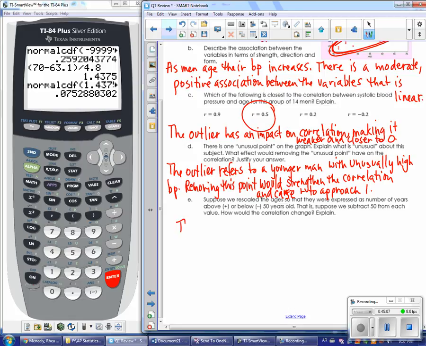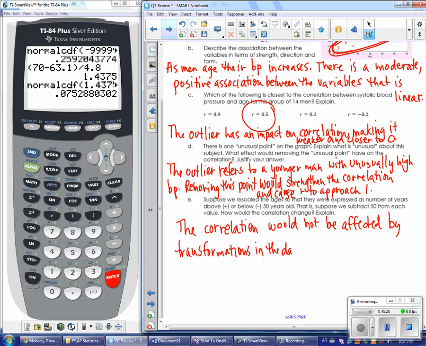So the correlation would not be affected by transformations in the data set. The relationship between the variables is going to stay the same.